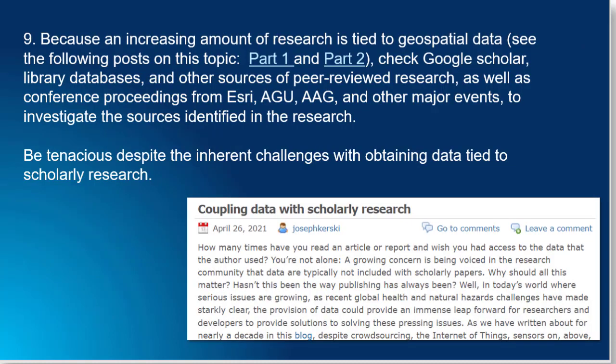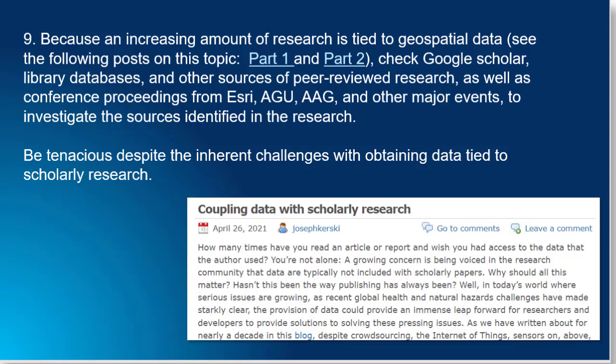Number 9, because an increasing amount of research is tied to geospatial data, I've got a couple of blog posts about this. Research tied to data. Check Google Scholar, library databases, and other sources of peer-reviewed research, as well as conference proceedings from ESRI, the American Geophysical Union, American Association of Geographers, and other major events to investigate those sources identified in the research.